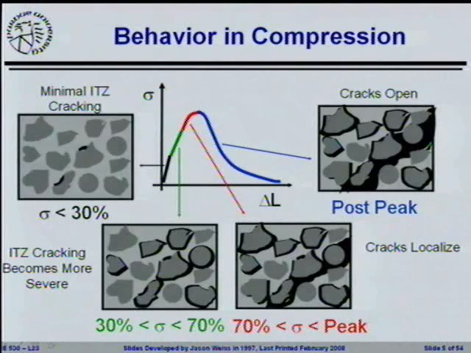So this idea of the behavior of compression can be broken up into 4 parts. Cracking at the interfacial transition zone. This may be occurring up to about 30% of the peak load. Between 30 and 70, you'll see a lot more interfacial cracking. As you get above about 60, 70%, all of a sudden this interface cracking is going to start to link up with other interfacial cracking. So you're going to start to see these cracks beginning to localize, beginning to get pockets of cracking that starts to develop. By the time you get into the post-peak region, you have one single crack that is opening.